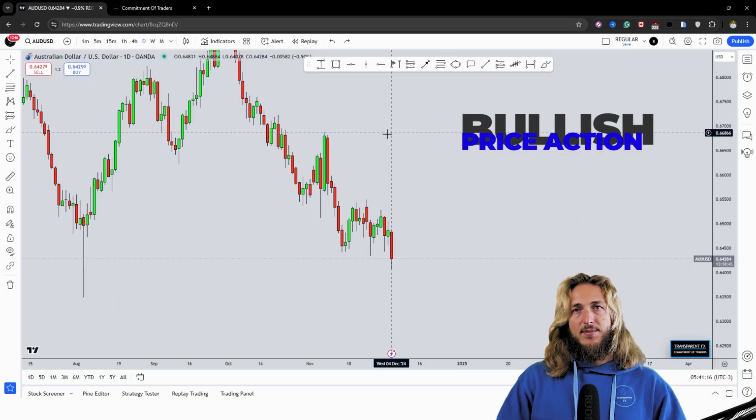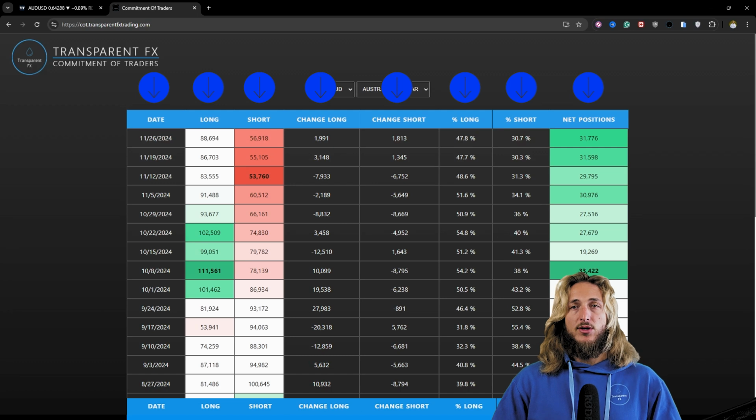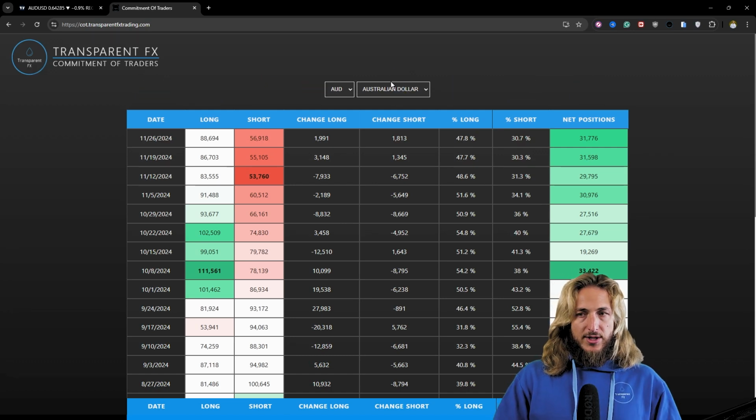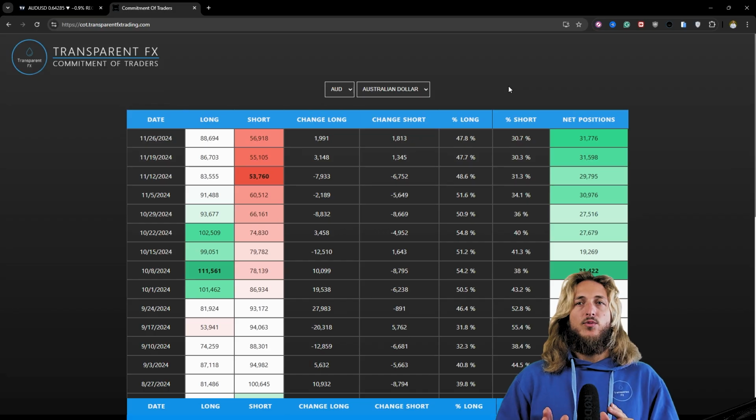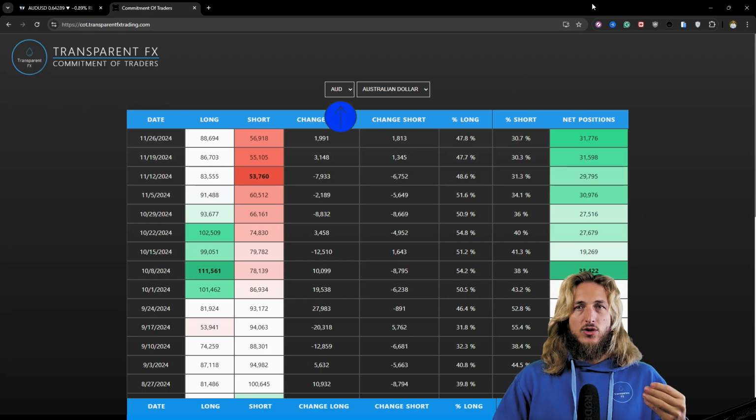Now, speaking about institutional longing, let's see what we have when it comes to the commitment of traders, so what the big players in the market are doing. Let's look at the data precisely for the AUD. If we look at the data for the AUD, we have to keep in mind that we are already looking at AUDUSD, because all currencies on the spot are traded against the USD.